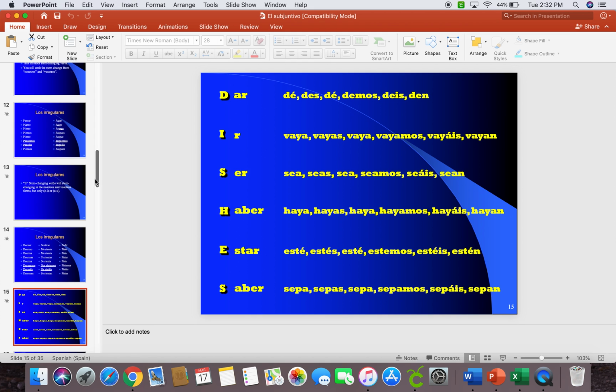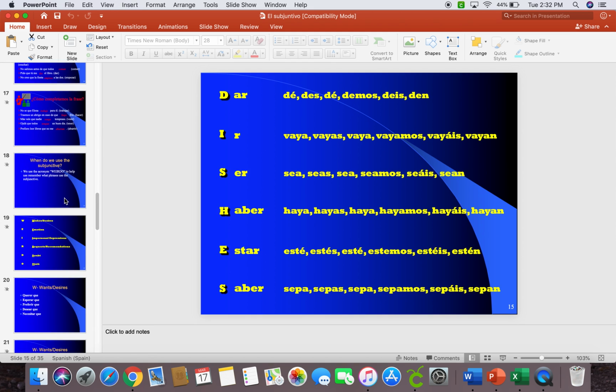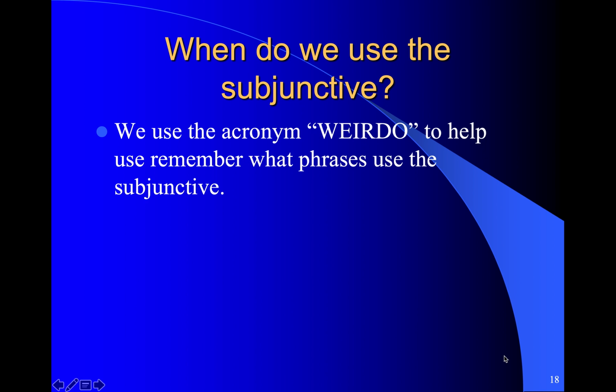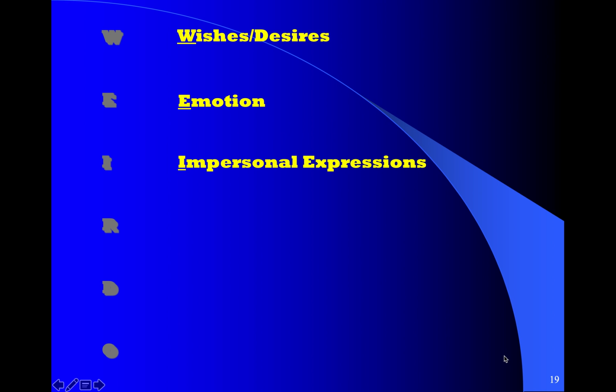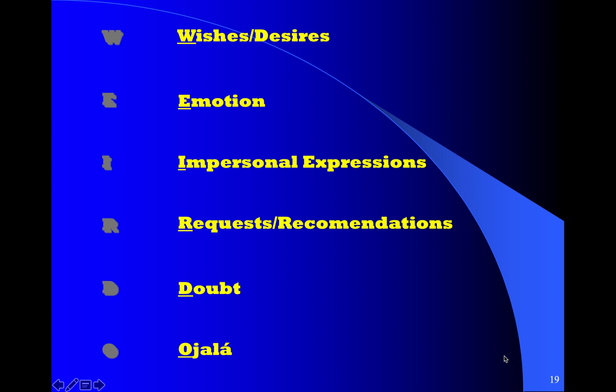So, when do we use the subjunctive? That's what we're going to go over today. We use the acronym WEIRDO to help us remember when we use the present subjunctive. The W is for our wishes, wants, or desires. The E is to express our emotion. I is our impersonal expressions. R is requests and recommendations. D is doubt, and O is just the word ojalá. So you should copy this to your graphic organizer under WEIRDO.